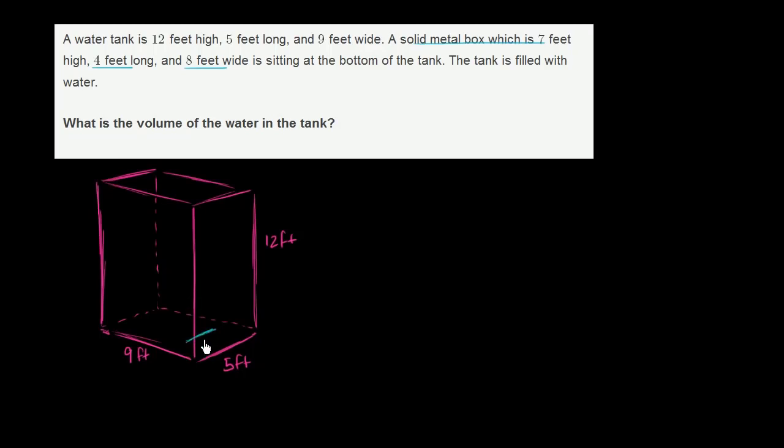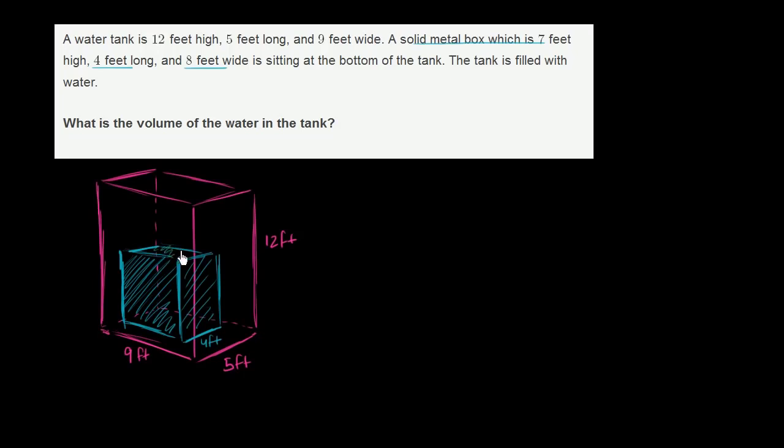So let's say it's 4 feet long, 7 feet high. 4 feet might look something like this. It's 7 feet high, which might look something like that. Obviously, I'm not drawing it perfectly to scale. 7 feet high and 8 feet wide. So it might look something like this as it's sitting in this tank. So this is that metal box. And they say it's a solid metal box. It's not like any water can fit in here.